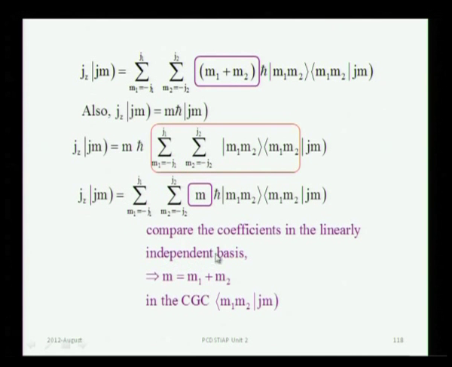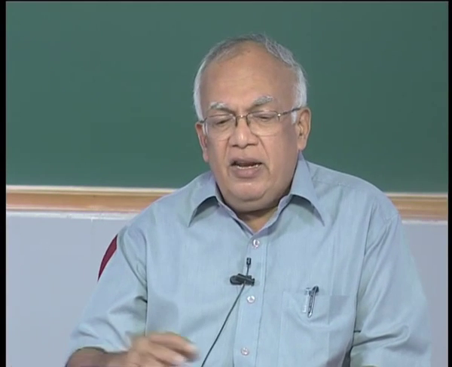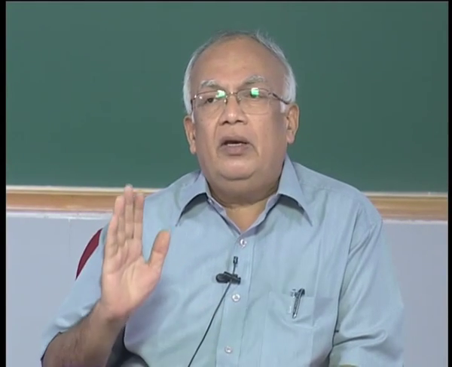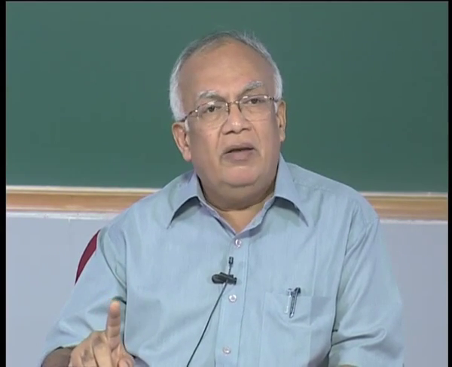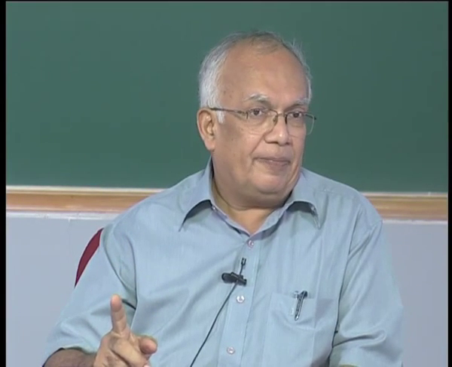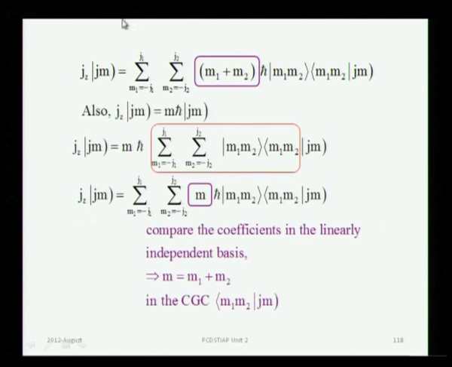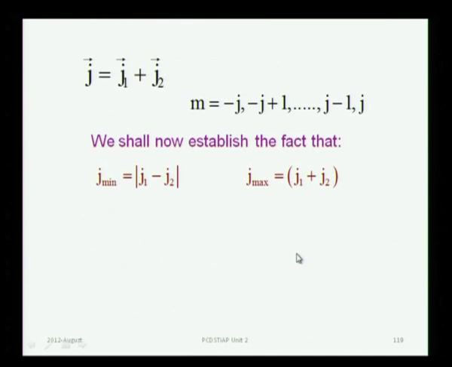which must correspond to the factor m over here, because whenever you have expansions in linearly independent basis, and if you have two such expansions which are exactly equal to each other in the same orthonormal linearly independent basis, then the coefficients of the corresponding base vectors must be necessarily equal. Okay. So, that is a fundamental theorem that we make use of, and we find that m must be equal to m1 plus m2 in every Clebsch-Gordon coefficient. Okay, that is good. Now, we will proceed to establish what the minimum and the maximum values can be like.